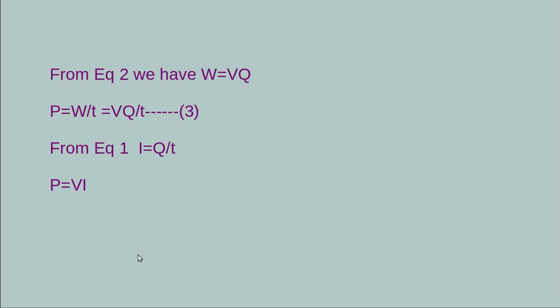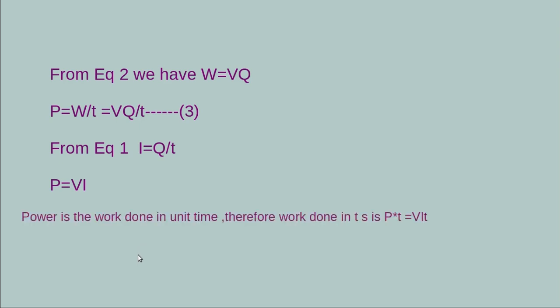Power is the work done in unit time. That is, power P is equal to W by T. From the equation P is equal to W by T, how will you find out W? Cross multiply. That is W is equal to P into T.